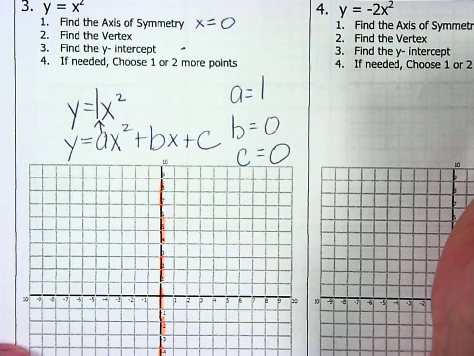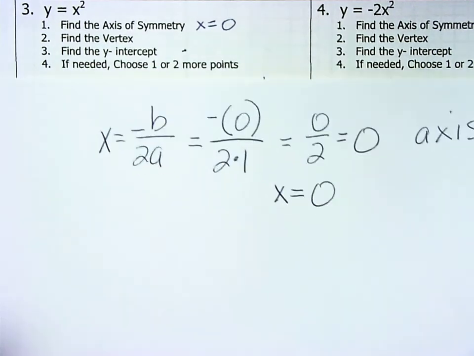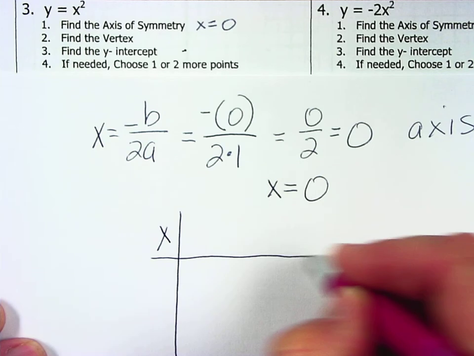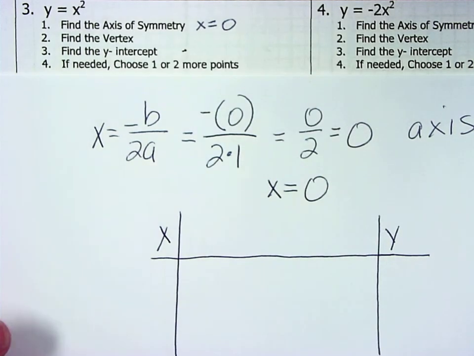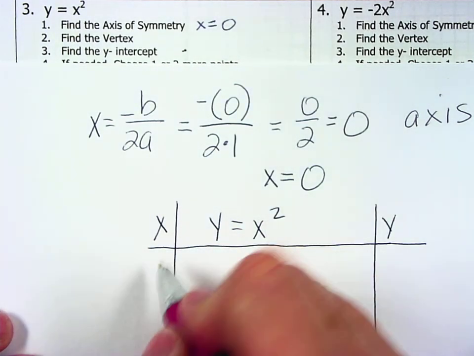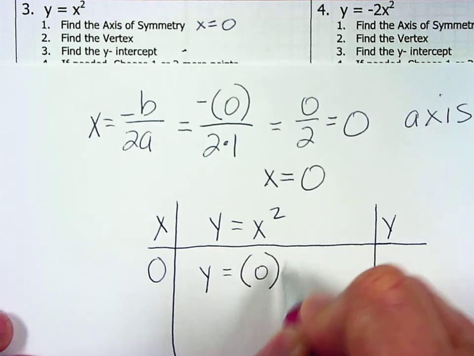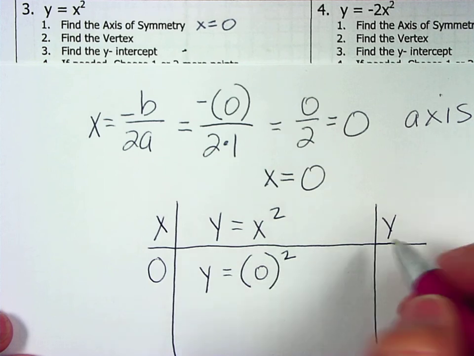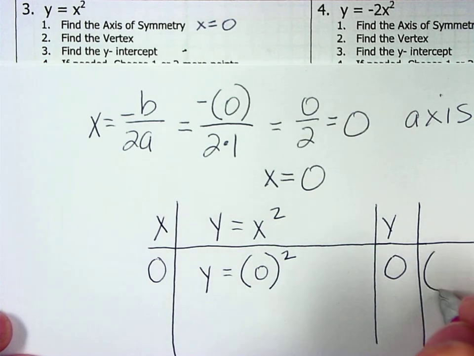Now it says find the vertex. So I'm going to take x equals 0 and plug it into the equation to find out what y is when x is 0. And my equation is y equals x squared. So if x is 0, y is going to be 0 squared. Well, that's just 0 times 0, which is 0. So (0, 0) are the coordinates of my vertex.